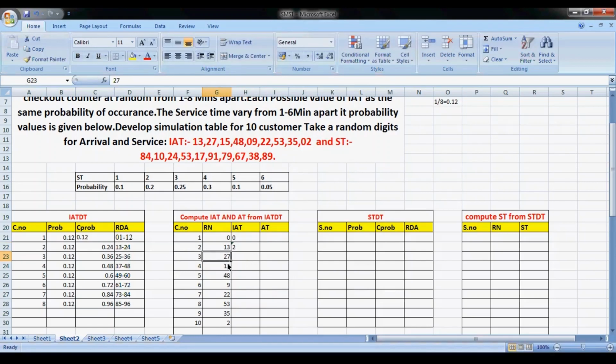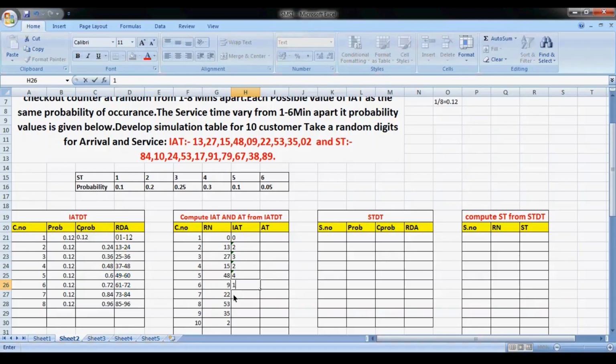Then for the third customer, 27 is the random number. Go to the interval time distribution table. So 27 falls between this range, 25 to 36, and its value is 3, so write down 3. Then 15 is the next random number. Check that 15 is falling in this range, so you have to write 2. Next is 48. The 48 is falling under this range, so its value is 4. Write down 4. Next random number is 9. It is falling under this range, so its value is 1.